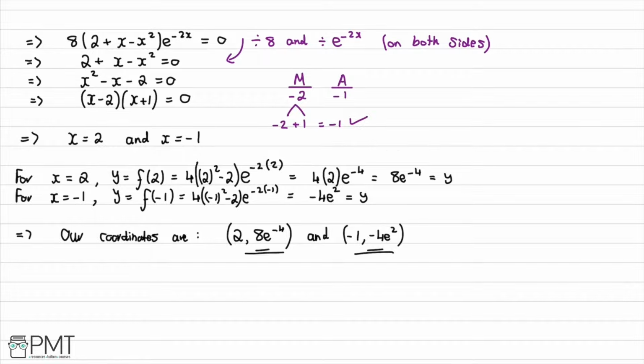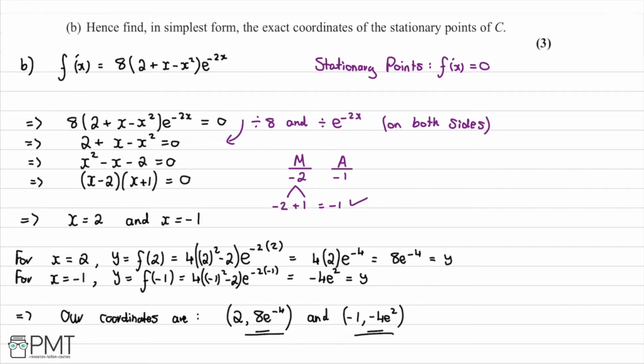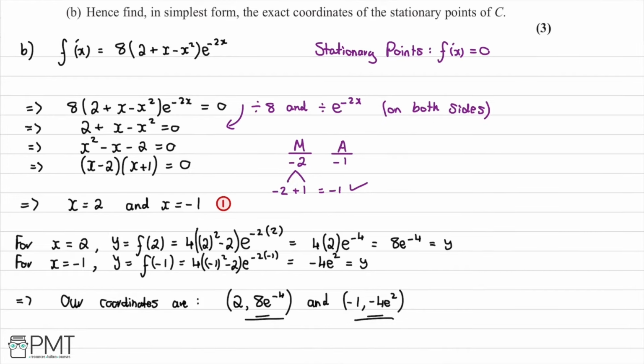And therefore, we've completed this question and worked out the coordinates. Looking back at the question, this was worth 3 marks. We received our first mark for getting our 2 x values, so that was 2 and negative 1. We then received our second mark for substituting in one value of x to find a value for y, which we did for the first time here. And we receive our third and final mark for concluding with the correct answer, saying the coordinates are (2, 8e^-4) and (-1, -4e^2). And they are the coordinates of our stationary points.